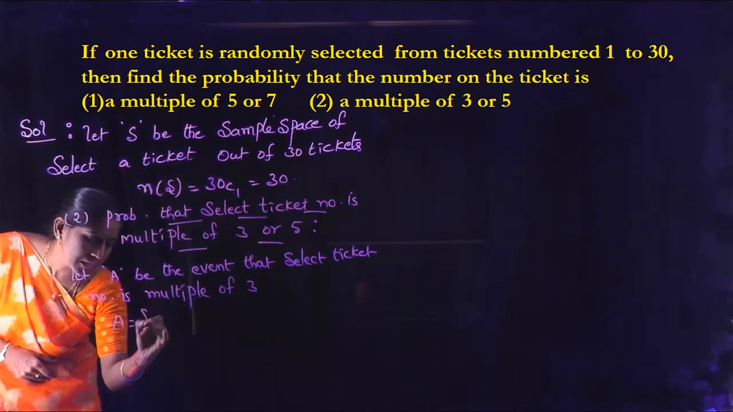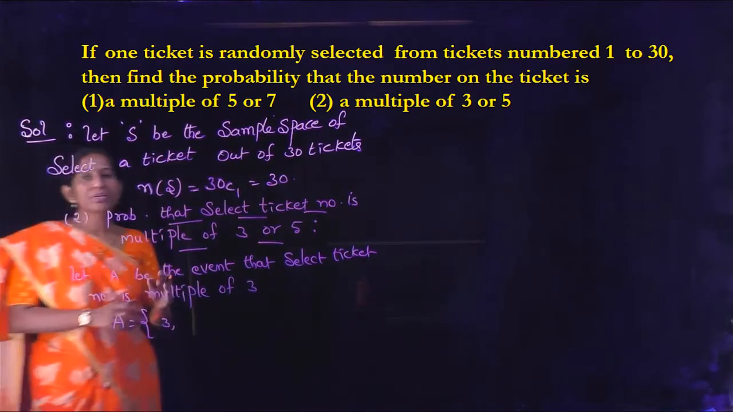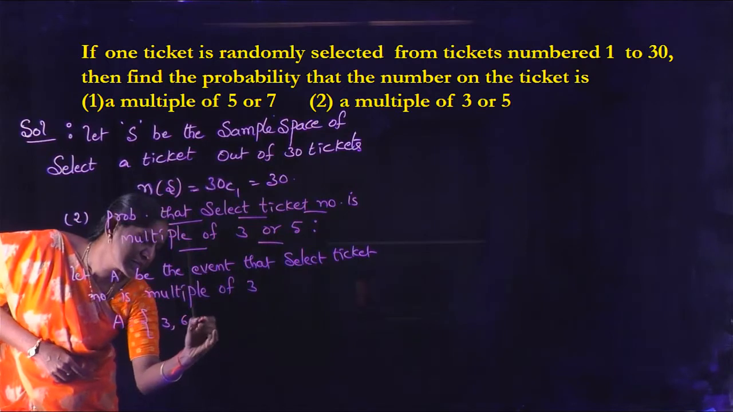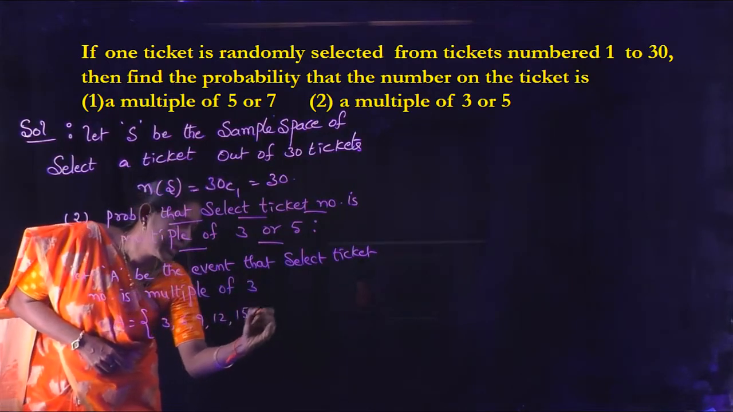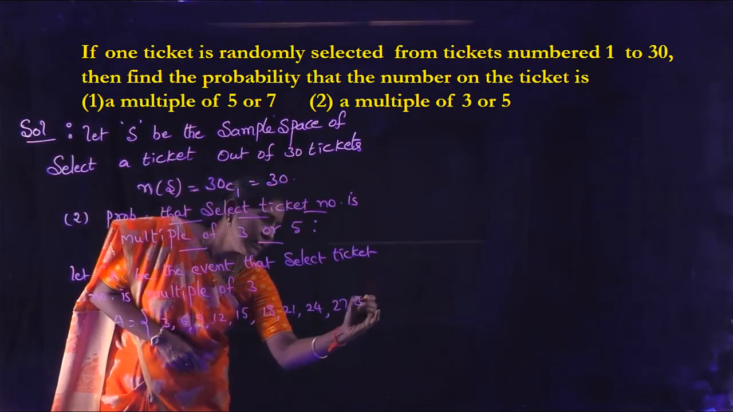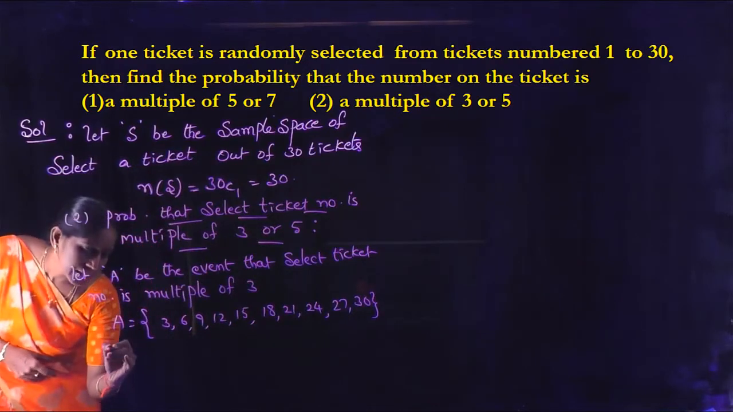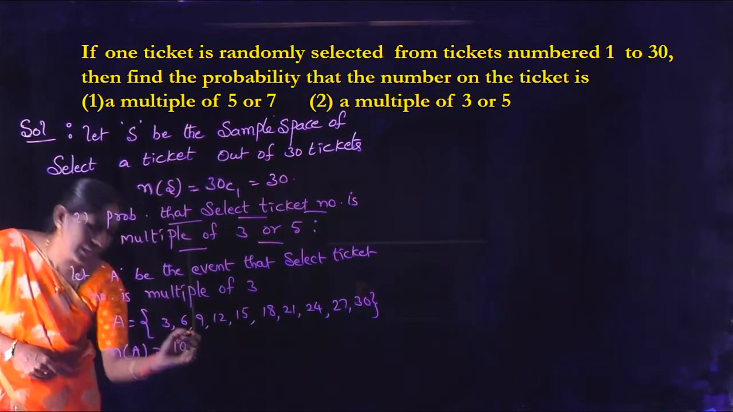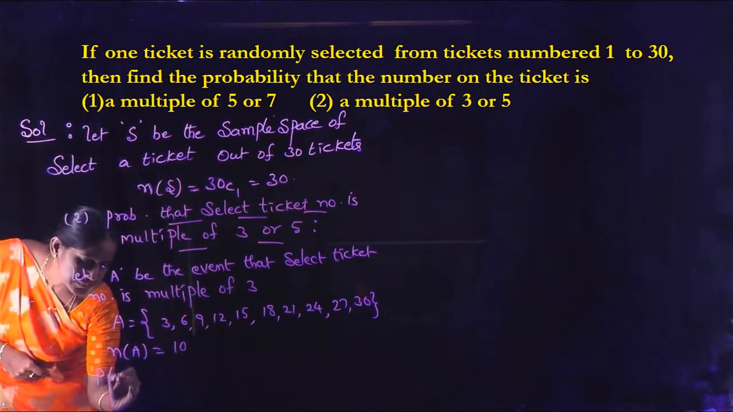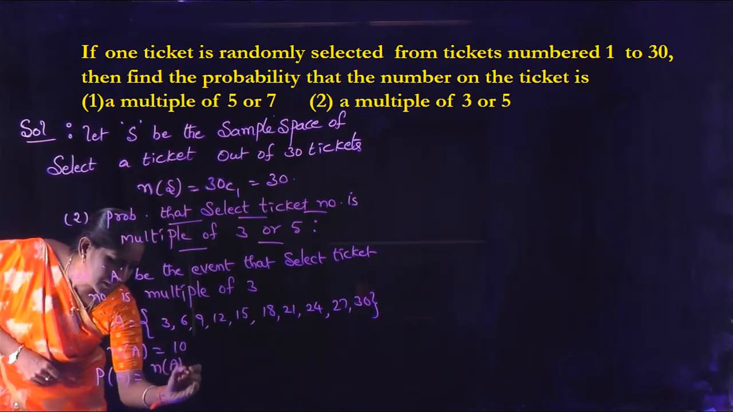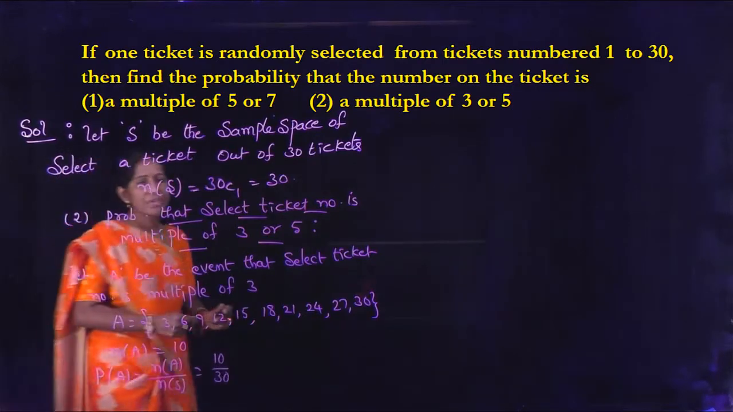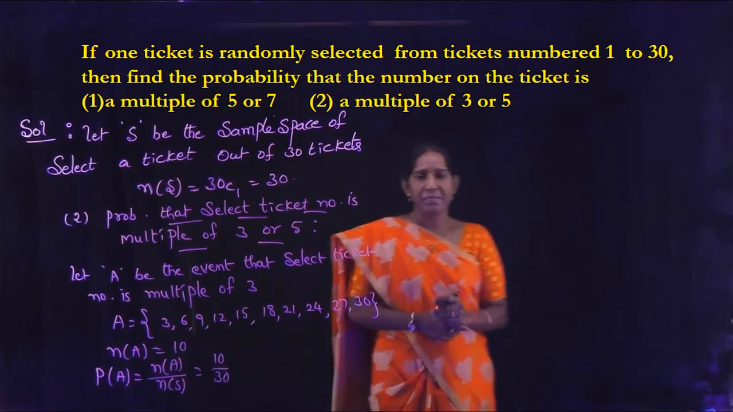Then the A event is, out of the numbers 1 to 30, the multiples of 3. Those are 3, 6, 9, 12, 15, 18, 21, 24, 27, 30. Therefore, n(A) equals 10. Then P(A) is n(A) by n(S), that equals 10 by 30.